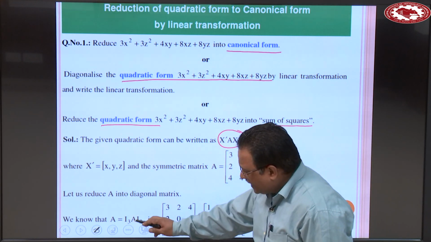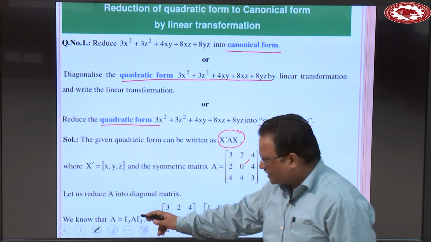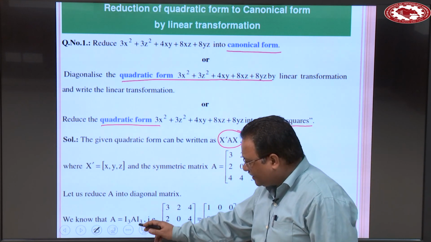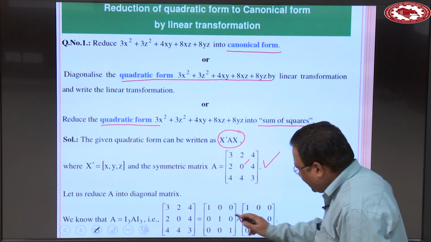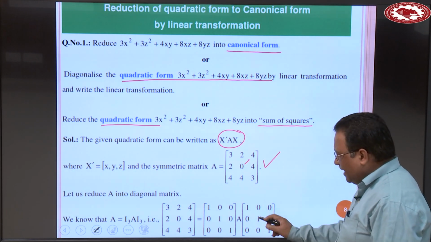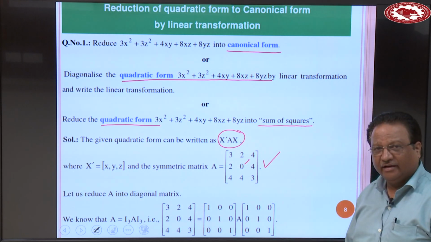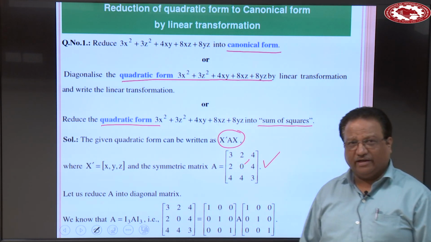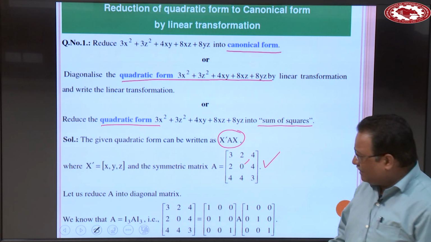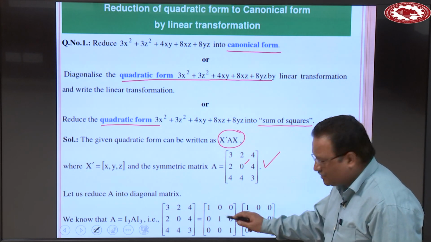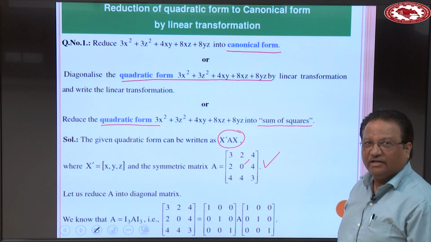So we know A can be written as I3 A I3. When you make the normal form, you write the expression in this way. Okay? So A is equal to I3 A I3. Now what do you have to do? You have to reduce this to a diagonal matrix. And when you reduce it to a diagonal matrix, you will apply column transformations as well as row transformations. When you use a row transformation, you apply it on this matrix. When you use a column transformation, you use this matrix.